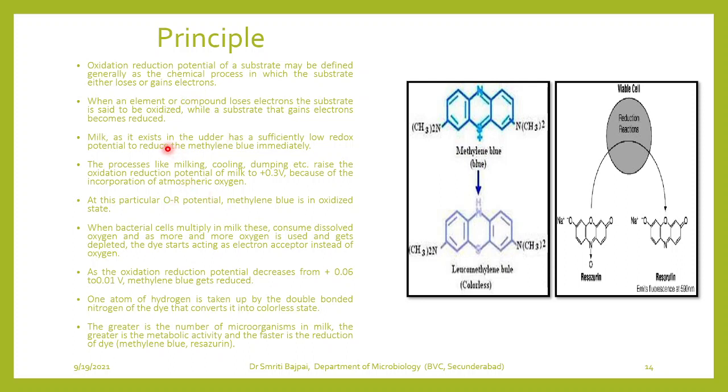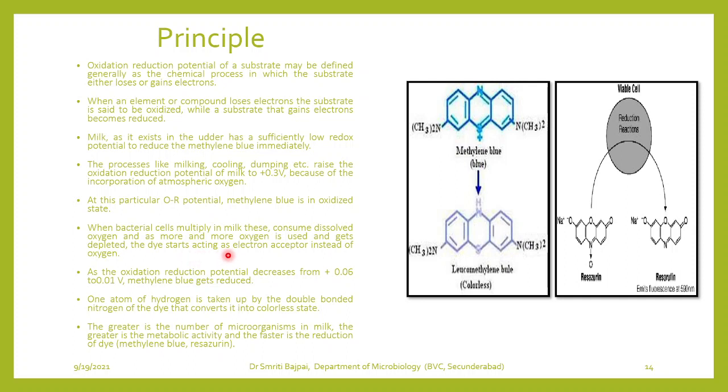So here what is happening: milk exists, when it is coming from the cow, at that stage with a sufficiently low redox potential. Okay, but once oxygen is there during the processing, the redox potential, the oxidation reduction potential of the milk, will go to 0.3 volt because of the incorporation of atmospheric oxygen. So at this particular OR potential, methylene blue is in the oxidized state.